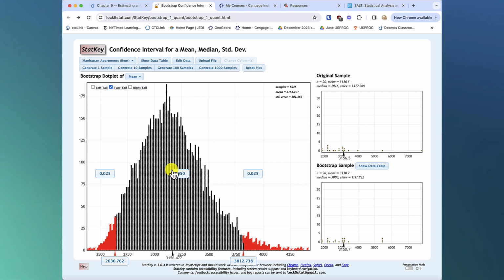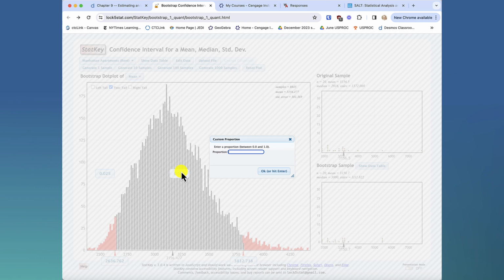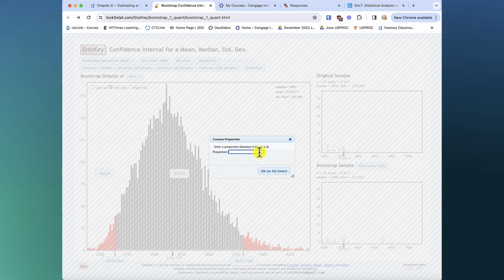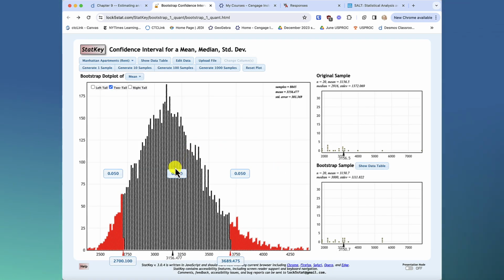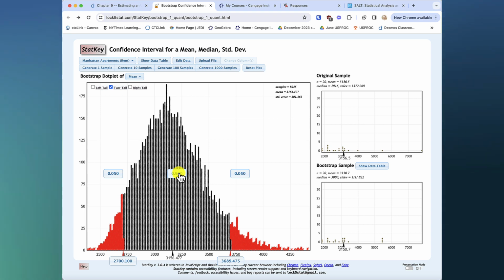If we want to come up with an interval that is a 90% interval, I can click on the 0.95 and then in this box type in 0.90. And now I've created a 90% confidence interval. Here's the lower endpoint. Here's the upper endpoint. So a 90% confidence interval for the true mean apartment rent price in New York City, well, Manhattan. And to make a 95% interval, again, just click on the middle button and change it to 95. You could change it to 93 if that's the question, 99, whatever it is.